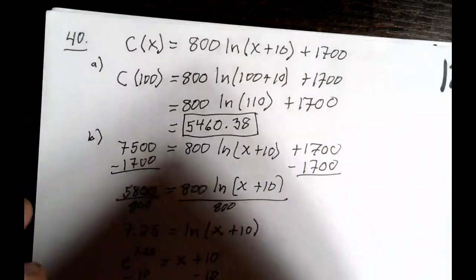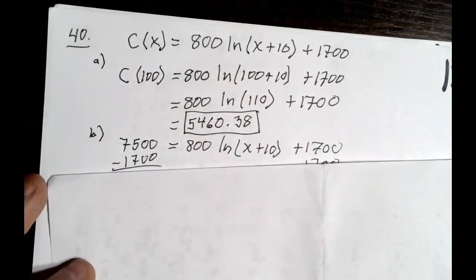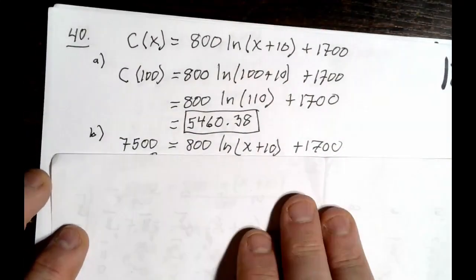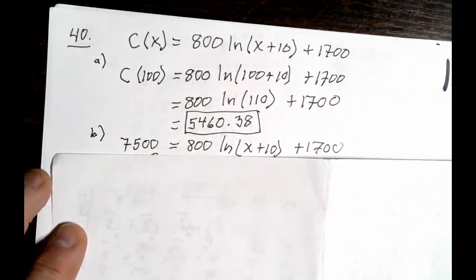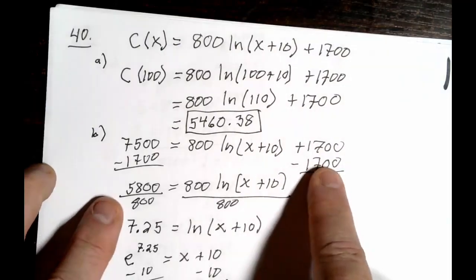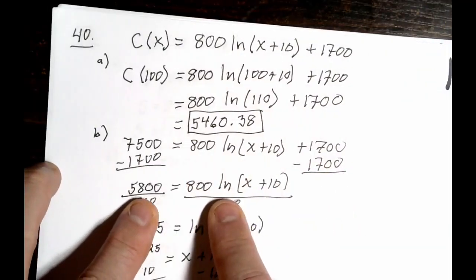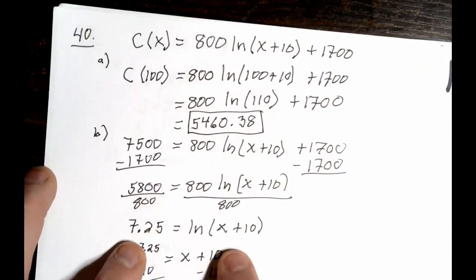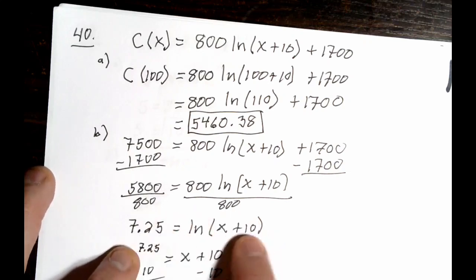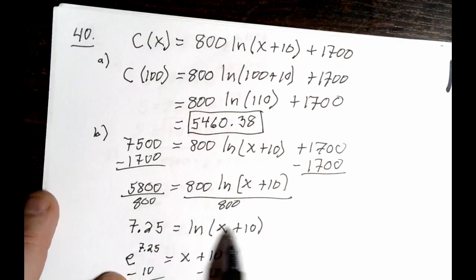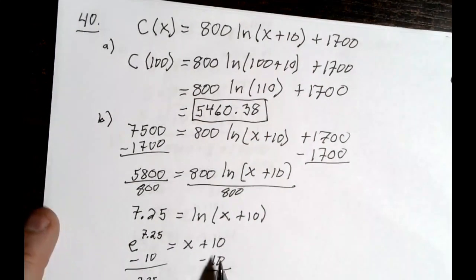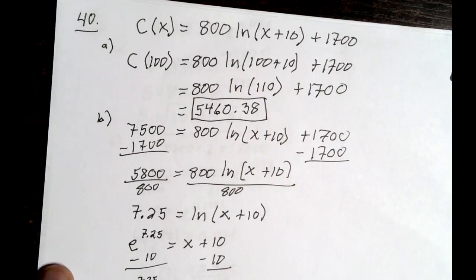Alright, so if you look at this in this shape, you want ln all by itself. So you got to get rid of the 1,700 and you got to get rid of the 800. So subtract 1,700 and then divide by 800, and now you're ready to use the definition of logs. e to the 7.25 equals x plus 10. Subtract 10 and you got your exact answer, and here's your approximate answer.